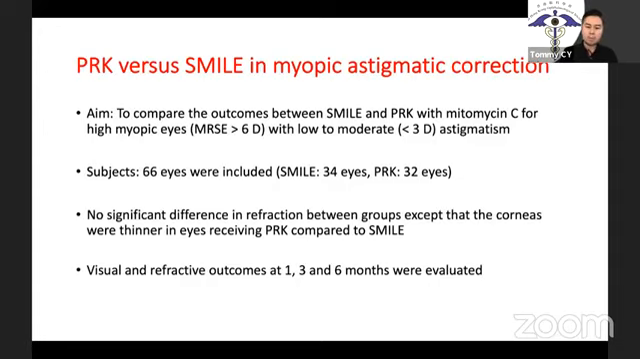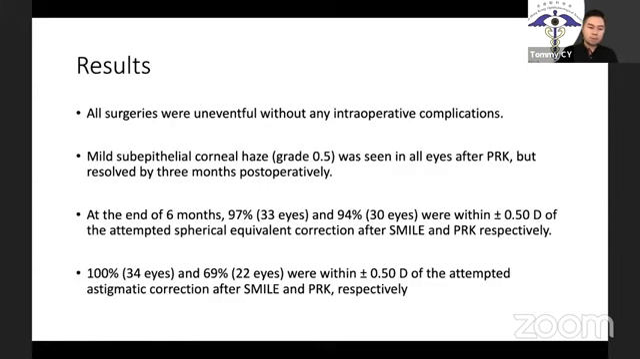However, patients with PRK tended to have thinner corneas, and we measured the visual and refractive outcomes at 1, 3, and 6 months. For the results, all surgeries were uneventful. After PRK, most eyes had mild corneal haze, but most resolved within 3 months. By 6 months, 97% of eyes and 94% of eyes were within 0.5 diopter of the attempted spherical equivalent correction after SMILE and PRK. For astigmatism, only 69% of eyes were within 0.5 diopter of the intended astigmatism correction in the PRK group.